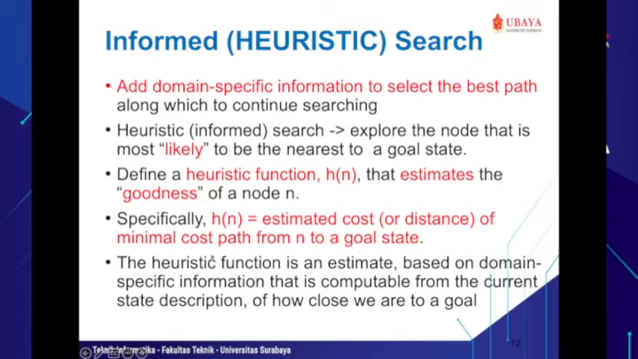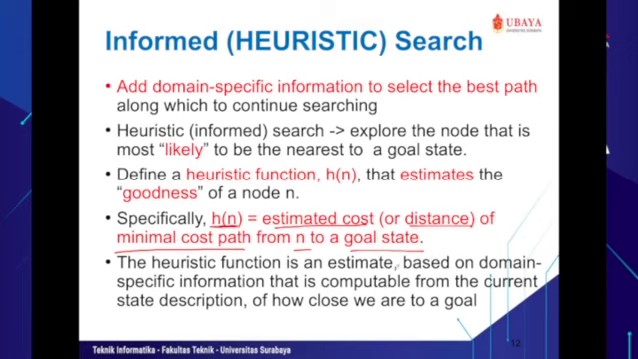How can we create an informed search algorithm? Before we begin, we must define a heuristic function, the so-called h(n), that will estimate the goodness of a node n. Specifically, this heuristic h(n) function will estimate the cost or the distance of the minimal cost path from n to a goal state. Again, remember that the heuristic function itself is only an estimation. It's not the exact value. It's only an estimate that will likely lead the computer to the expected result.